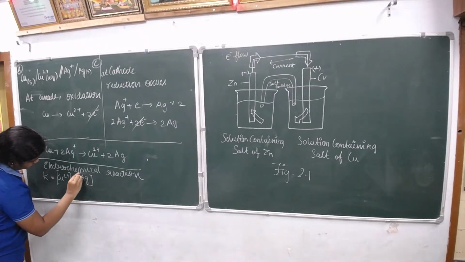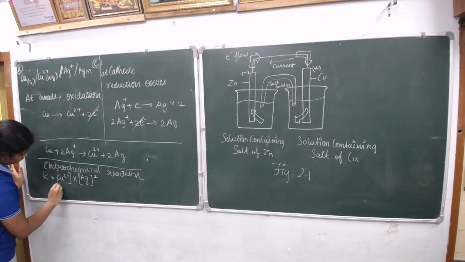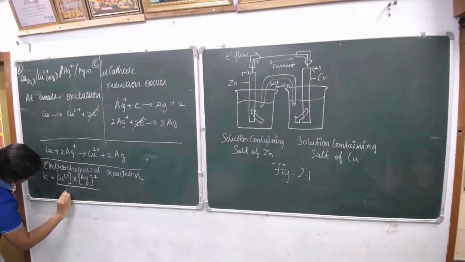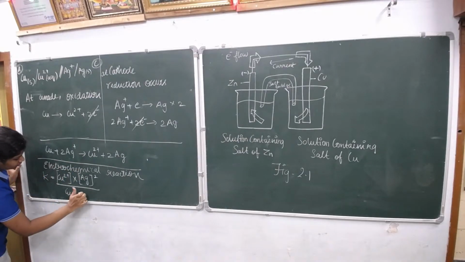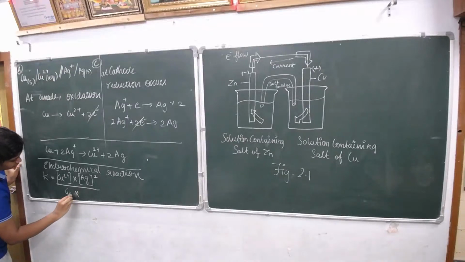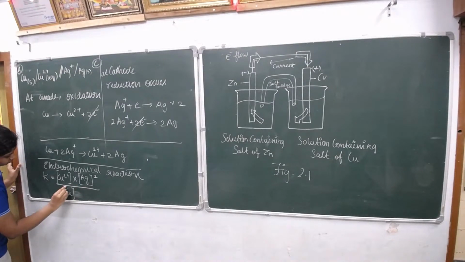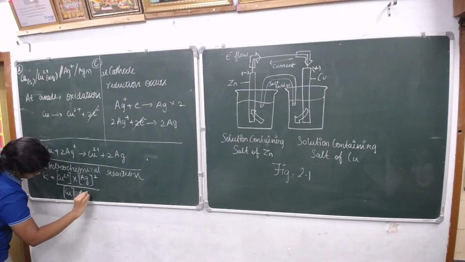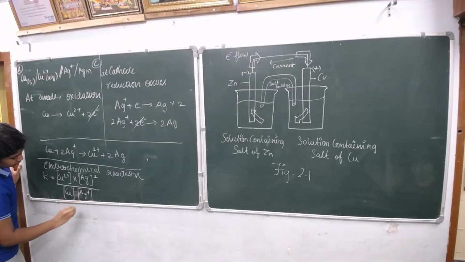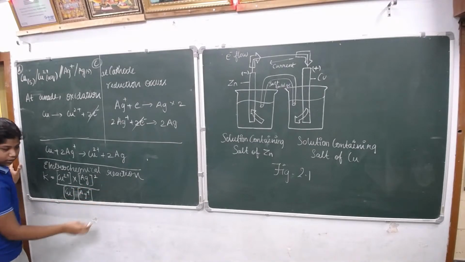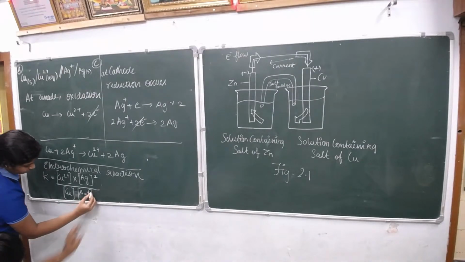Ag plus whole squared, whole divided by Cu, the product over the reactant side. Bracket on the left side, the reactant Cu, close the bracket, and then Ag plus whole squared.